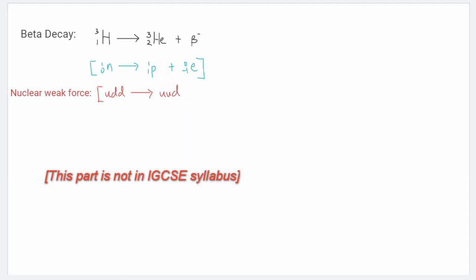But now we have a problem. Initially, the neutron is neutral. After the decay, it becomes a proton which is positively charged. So we now have a violation of the conservation of charge. In order to make sure that the conservation of charge stays true, an electron, which is negatively charged, is released. However, even in this case, we have another problem.